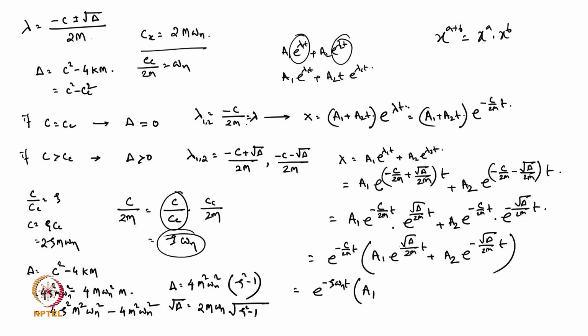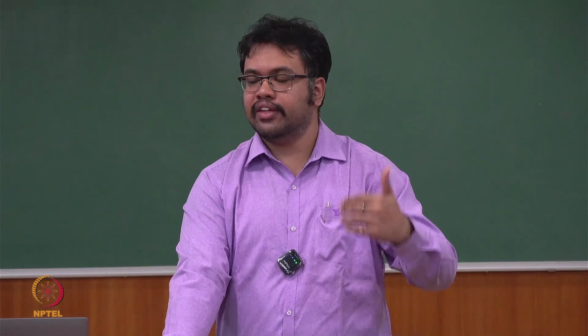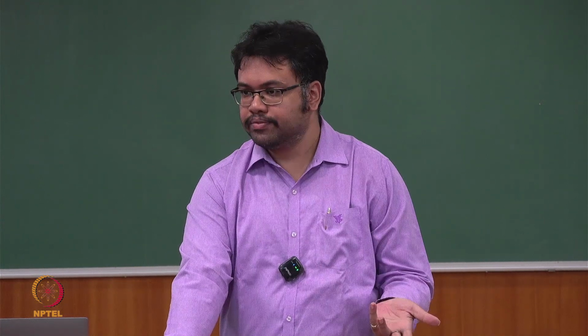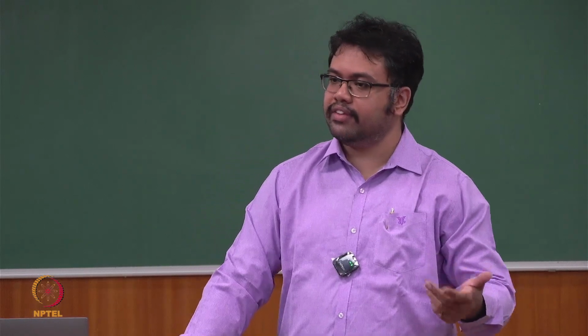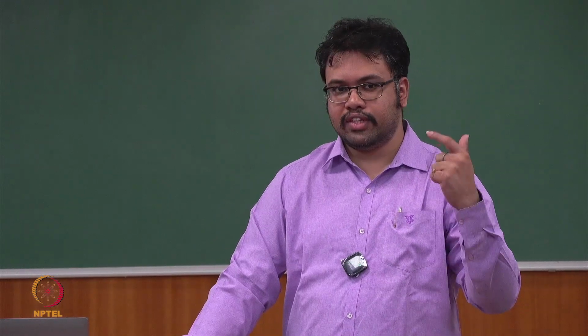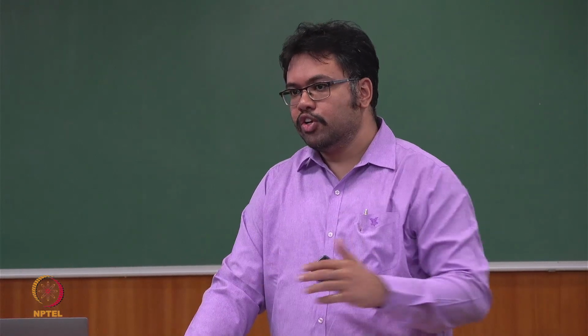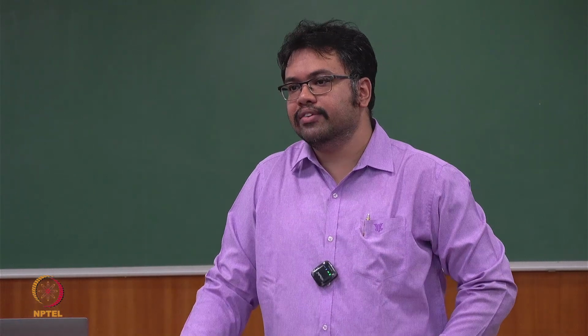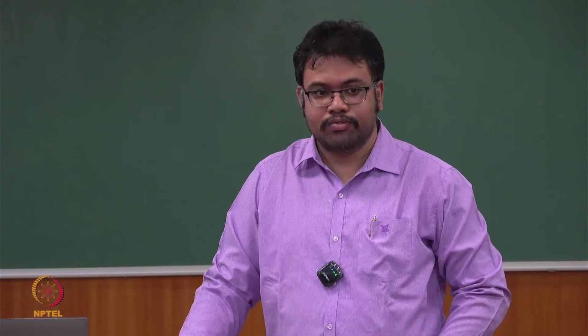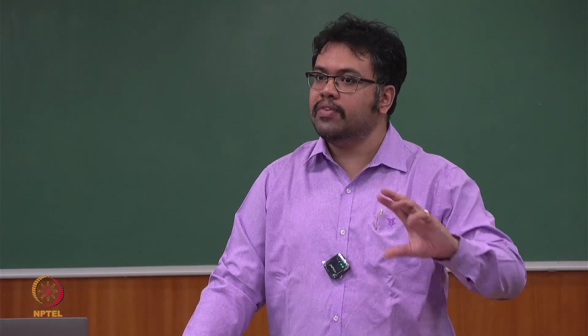Now, what is the value of xi? Once c is greater than Cc, then xi is more than 1. Definitely, because xi is defined as c by Cc. So if c is greater than Cc, that means xi is greater than 1. So xi square minus 1 will be greater than 0. So it will be a positive number.